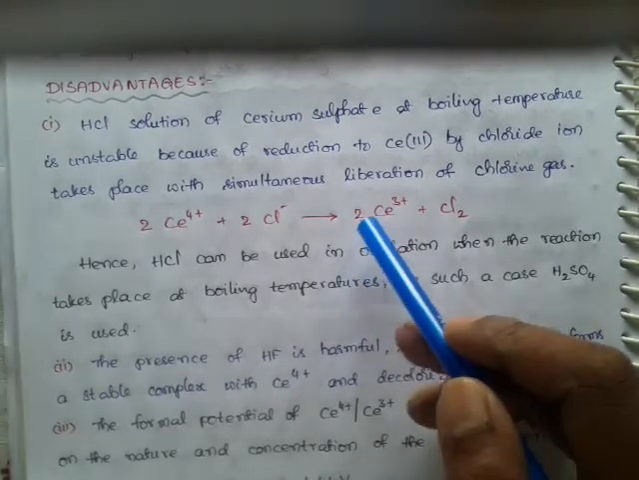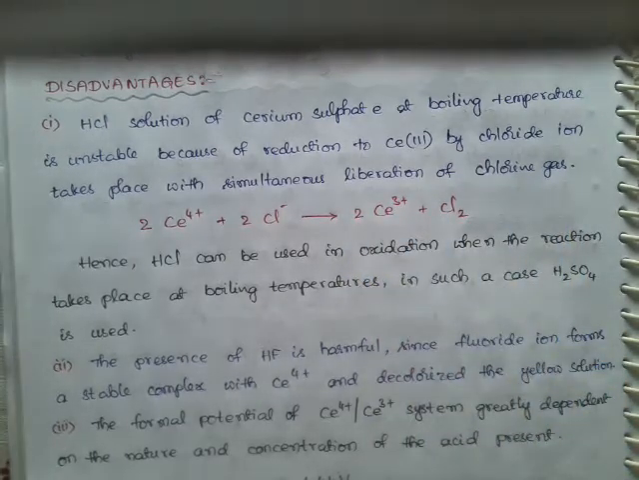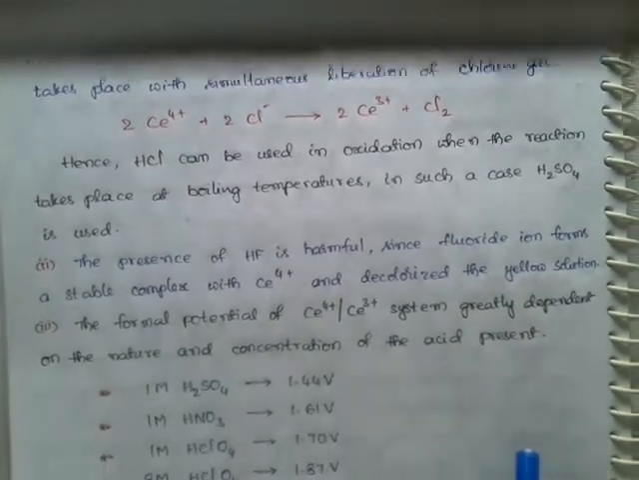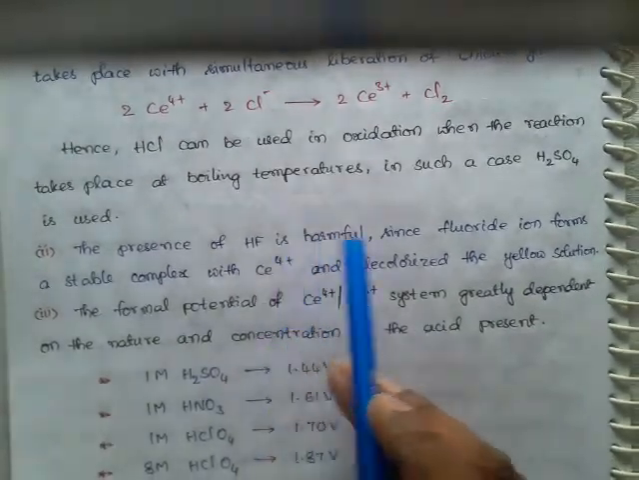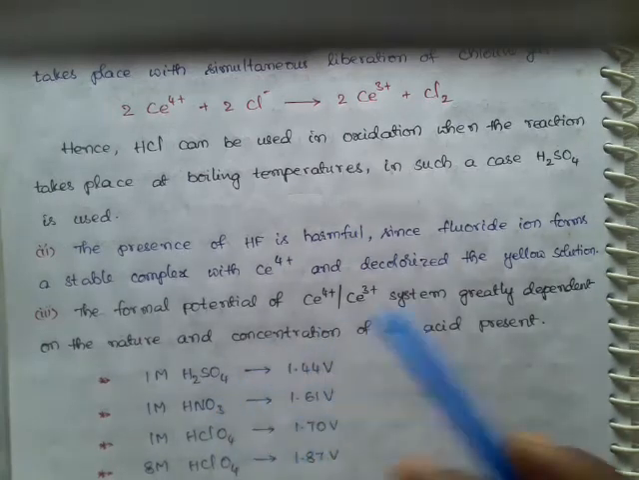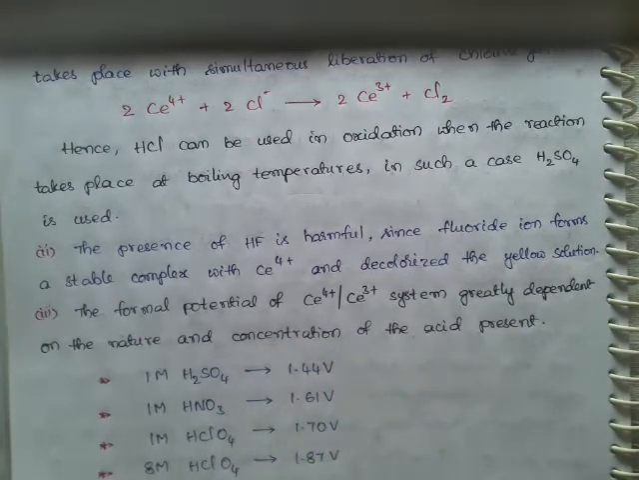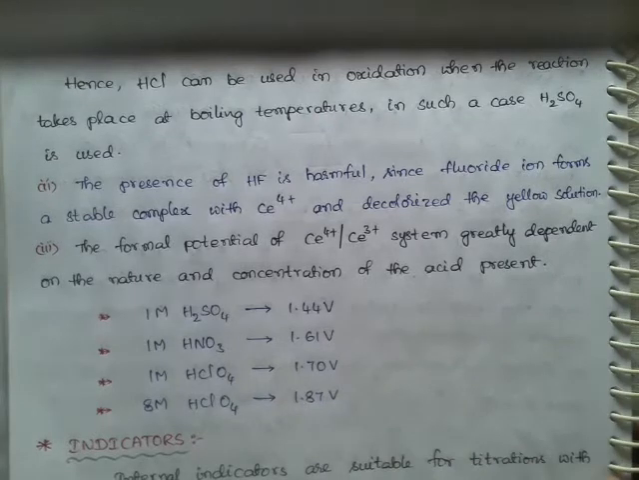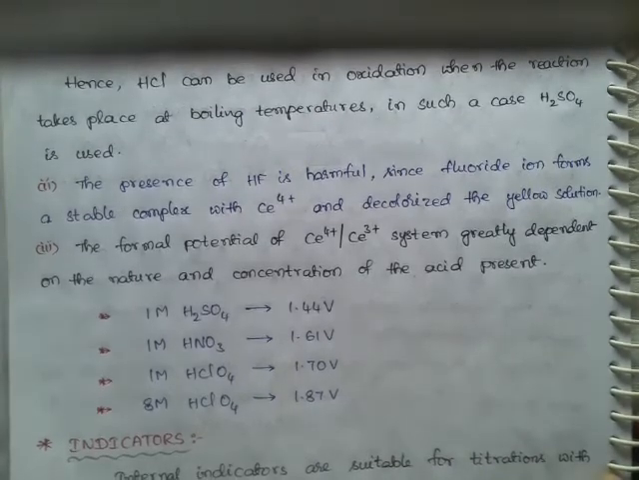First disadvantage with HCl. So instead of HCl you need to use H2SO4, and you should not use this in the presence of HF. Why? Because it will decolorize the cerium 4 solution, and formal potential values will vary depending on the nature and concentration of the acid present.